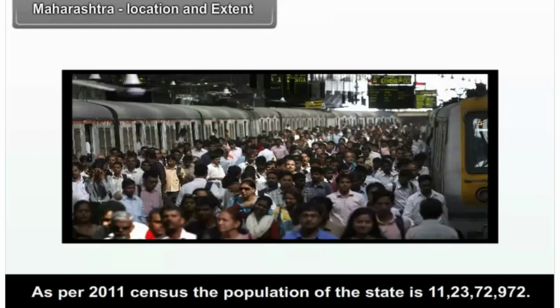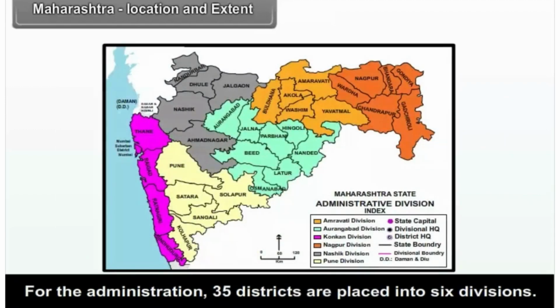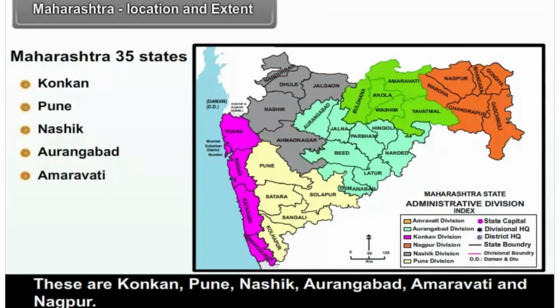As per 2011 census, the population of the state is 11 crores 23 lakhs 72,972. This population is distributed in approximately 41,000 villages and 378 urban centers. For the administration, 35 districts are placed into 6 divisions. These are Konkan, Pune, Nasik, Aurangabad, Amravati and Nagpur.